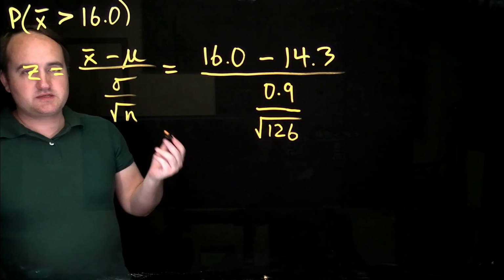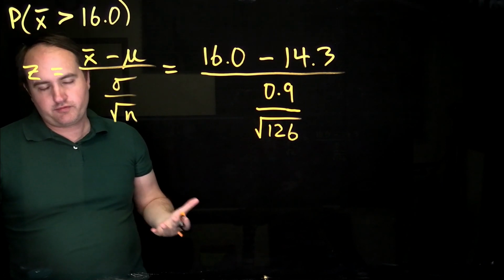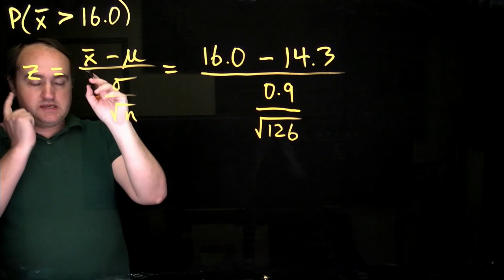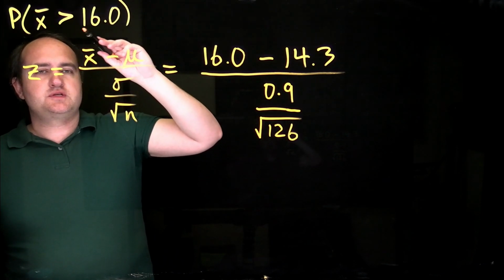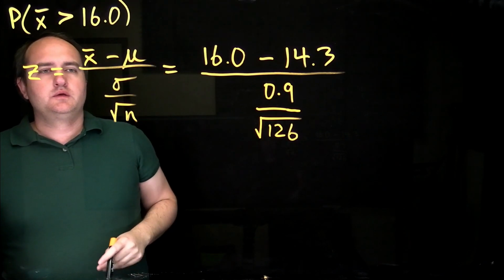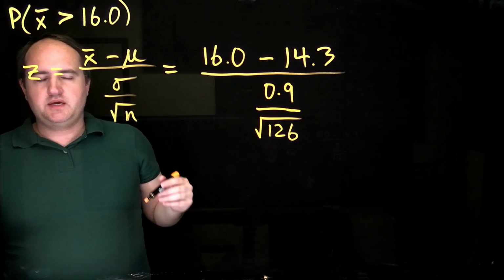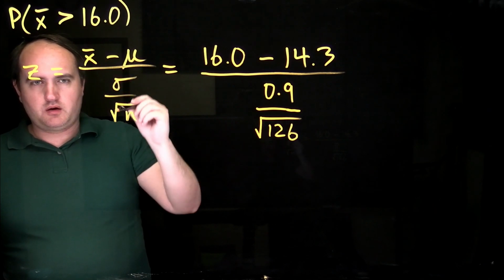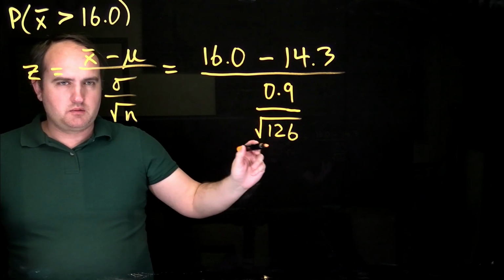Okay, so even though we're not estimating x bar but finding areas involving the sample mean x bar, we're still using this number here. So we're still using 16.0. It's just because we're talking about x bar that this extra square root of n shows up down here.